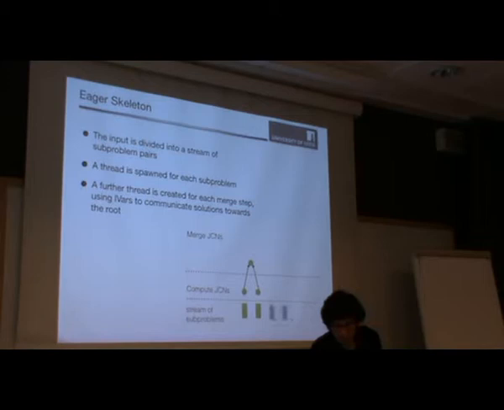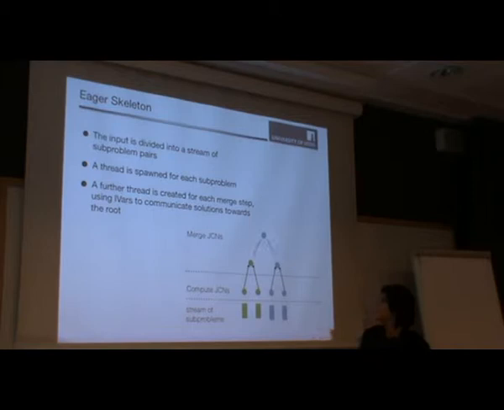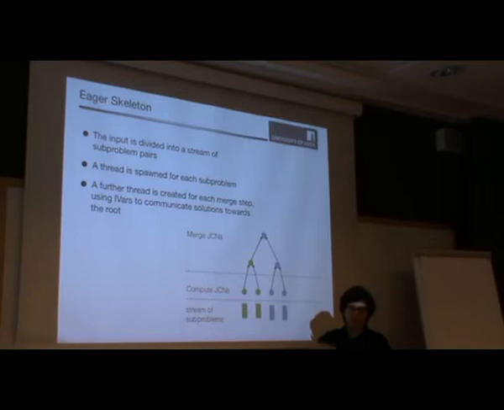And also now we can create another merge task to get the results of these two mergers and create a higher level joint counter net for a bigger data set. The same strategy goes on till we consume the whole stream of subproblems.